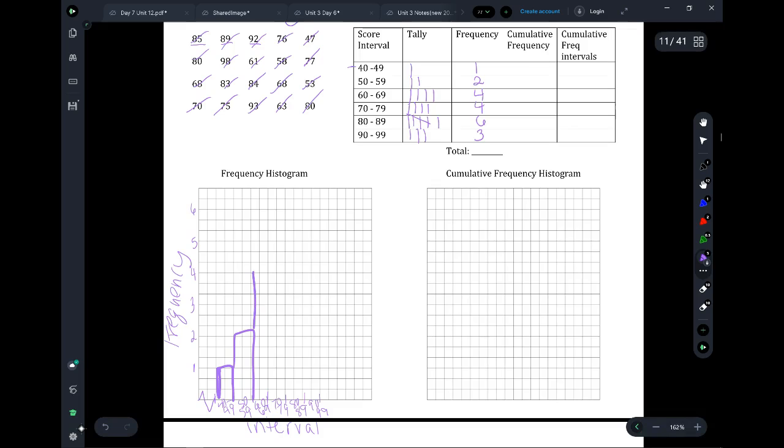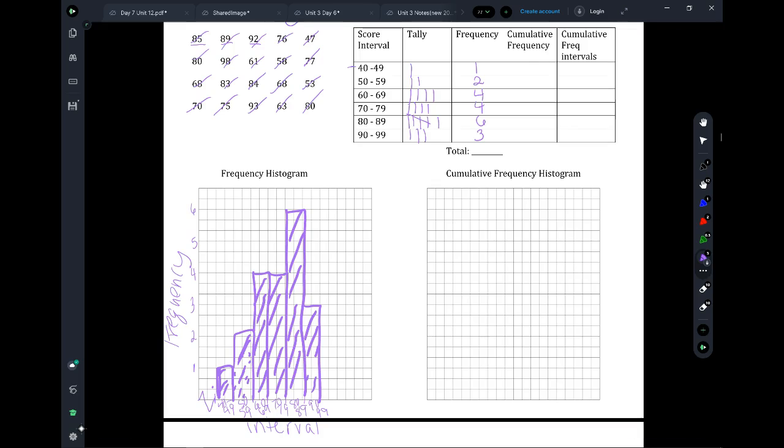So there's 4. Another one that's at 4. 80 to 89 goes up to 6. That's our highest frequency there, so that should be our highest bar. And then 90 to 99 comes back down to 3. So if you want to make these bars, if you want to shade them in, you can. I know how many of you love to doodle and whatnot, so if you want to shade it in, feel free to do that.